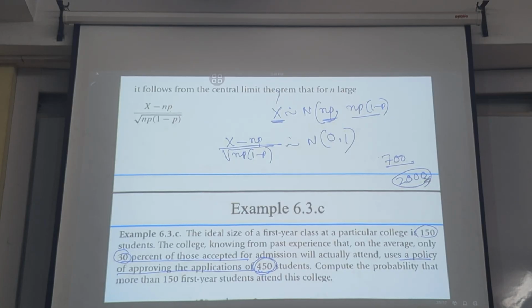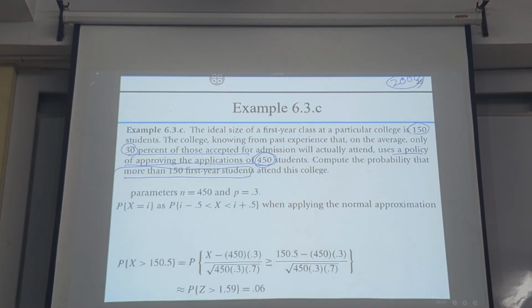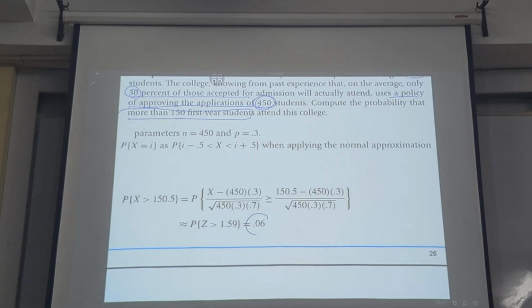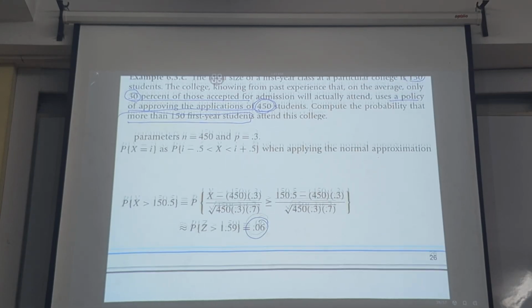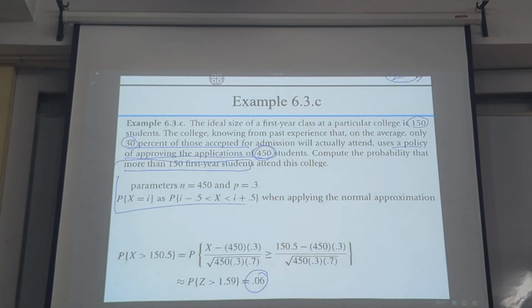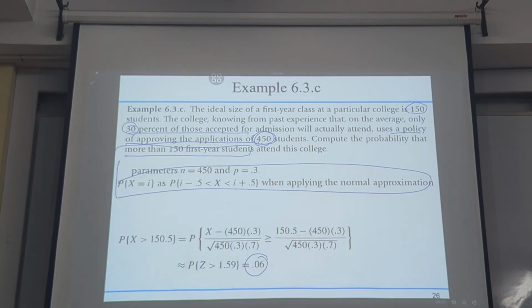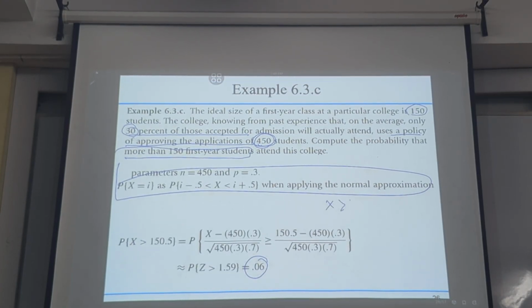The question is, what is the probability that more than 150 students will enroll? If more students come, then you cannot actually reject them. Then in that class, more than 150 students will be there. What is the probability? First forget this portion. I am coming here. Actually, what we want to know is X greater than 150, right? But instead of 150, what they did is 150.5.